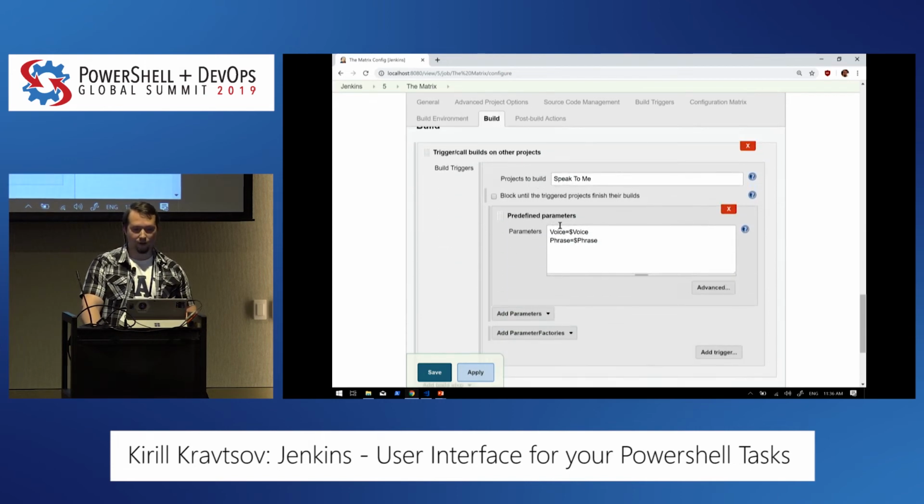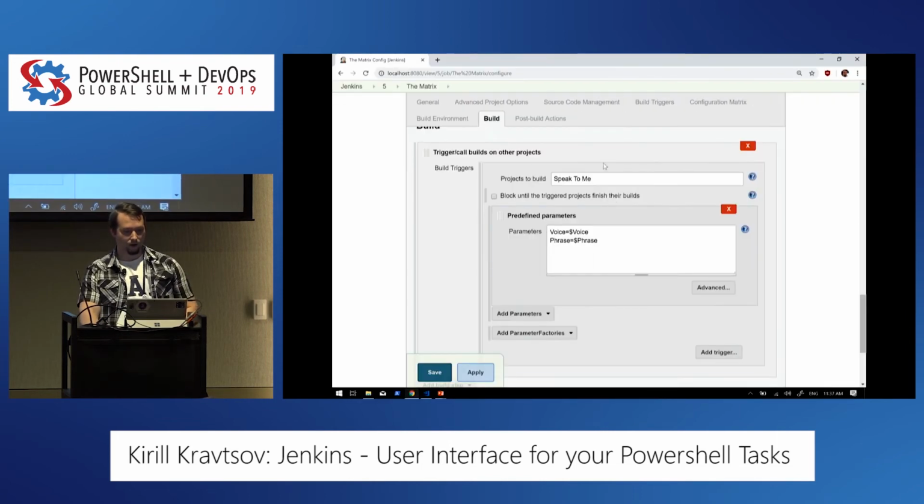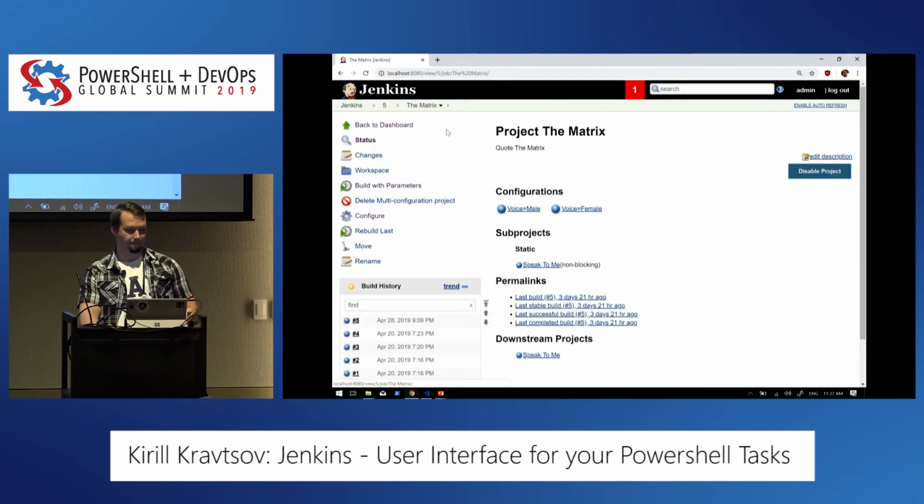As you can see here, I'm triggering the speak to me job again, but I'm using the voice variable, which comes from the matrix. So this is our matrix definition. And essentially, this is the notation you use inside Jenkins when you want to use environment variables. So this is not PowerShell. This is Jenkins. And this is what you would write if you want to use an environment variable that was generated by a Jenkins parameter.